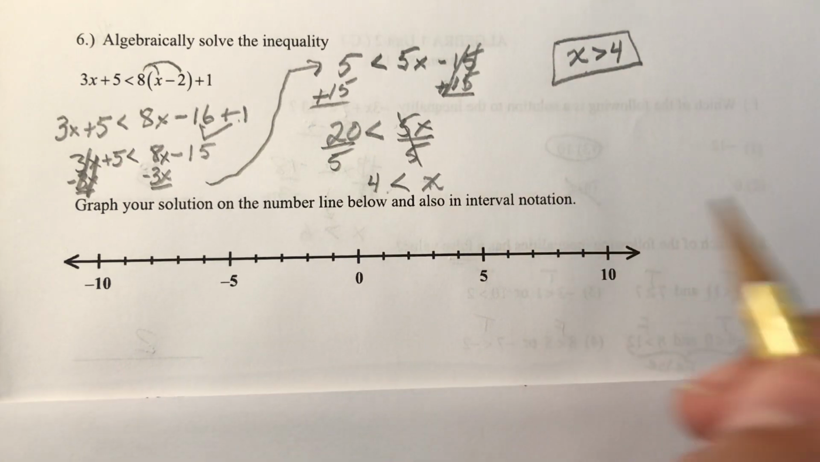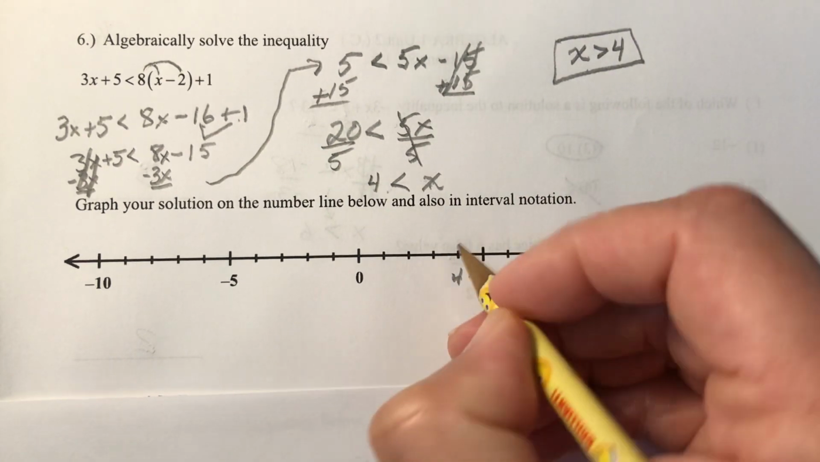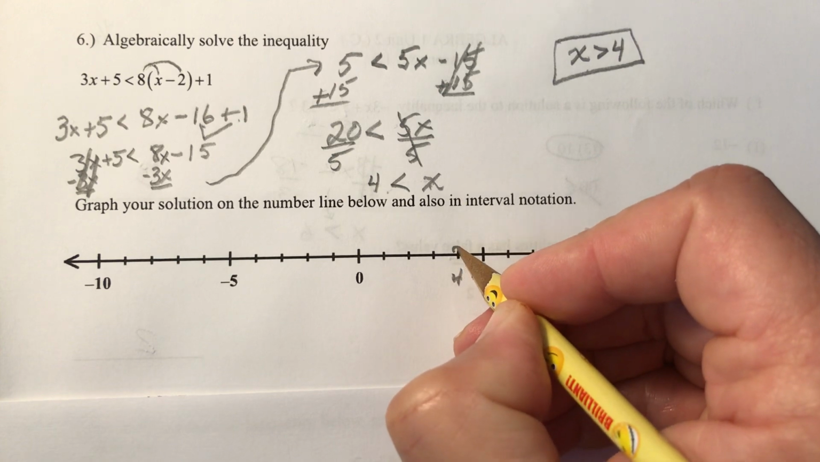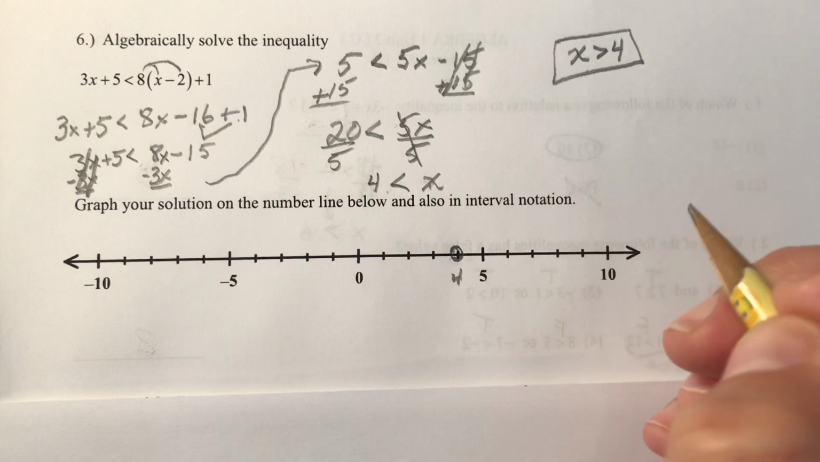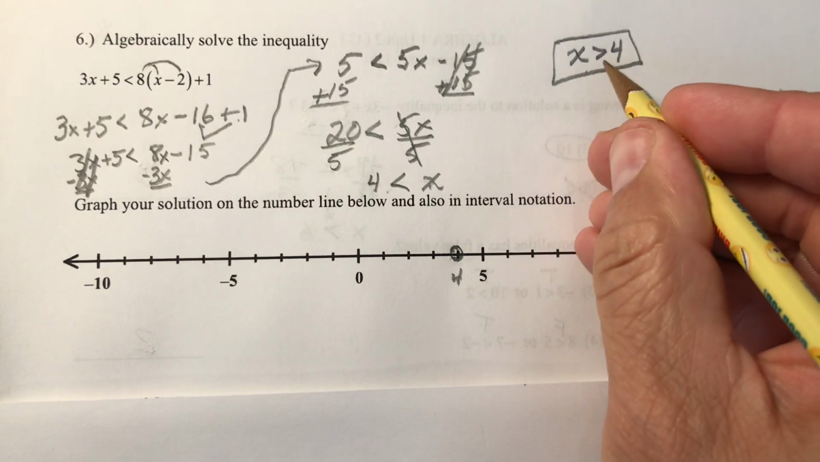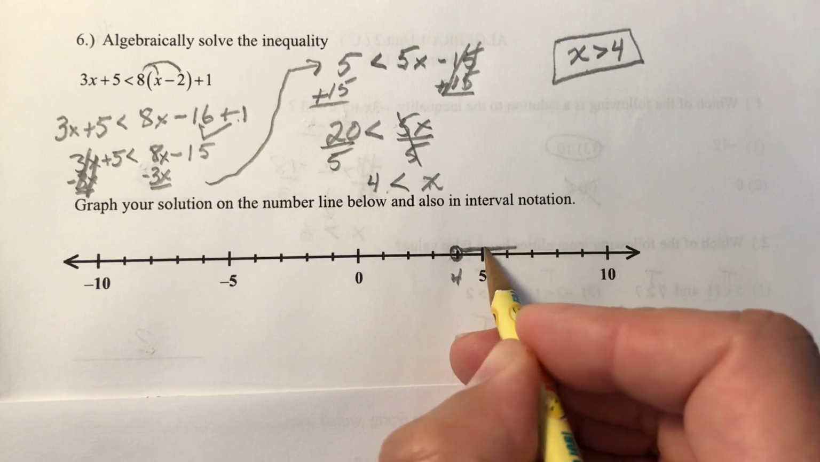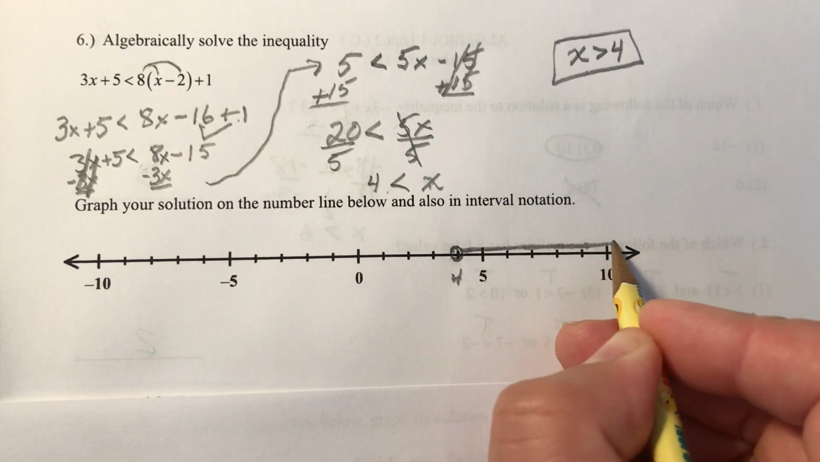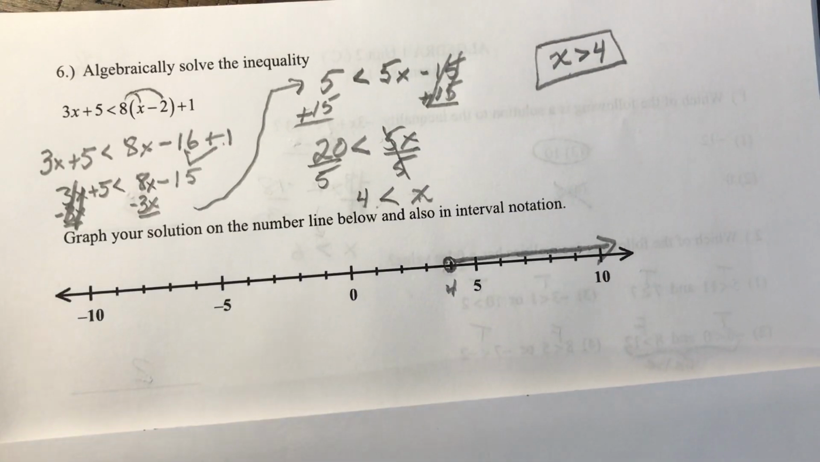So I'll find where 4 is on this number line. Here's 4 right here. So open circle, and that has meaning because we're not actually allowed to be equal to 4. You don't have the equal line. And any number greater than 4 naturally is going to be 5, 6, 7, 8, anything that's bigger or to the right. And that's all there is to it.